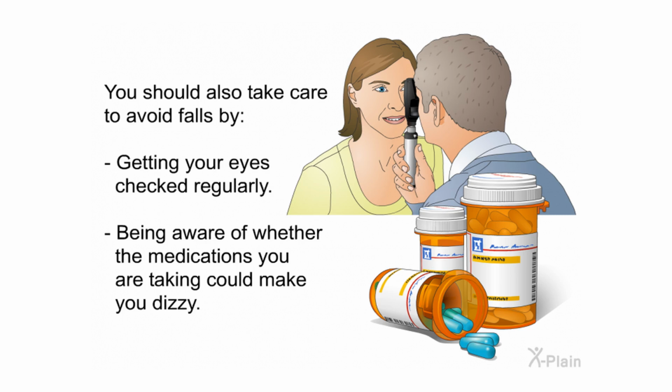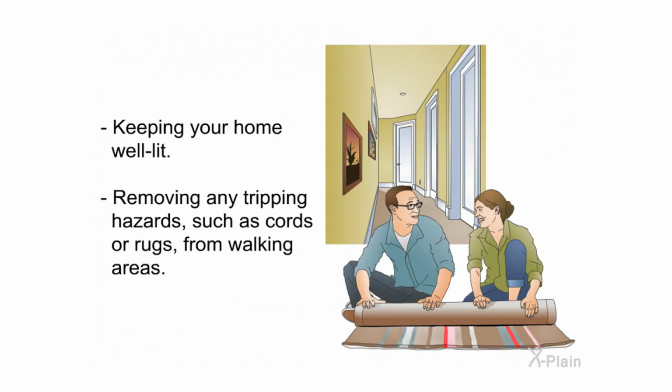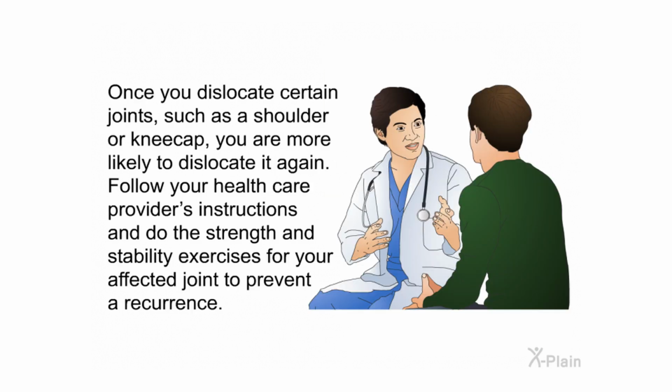You should also take care to avoid falls by getting your eyes checked regularly, being aware of whether the medications you are taking could make you dizzy, keeping your home well lit, removing any tripping hazards, such as cords or rugs, from walking areas. Once you dislocate certain joints, such as a shoulder or kneecap, you are more likely to dislocate it again. Follow your healthcare provider's instructions and do the strength and stability exercises for your affected joint to prevent a recurrence.